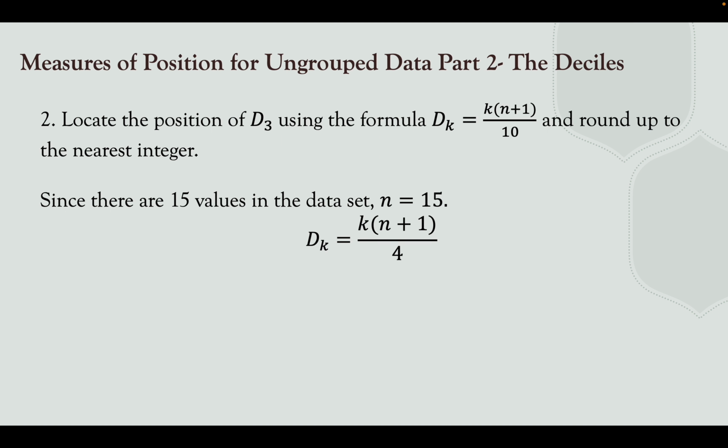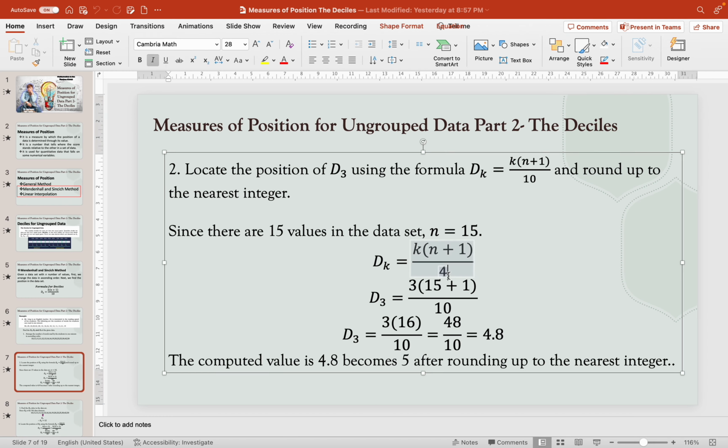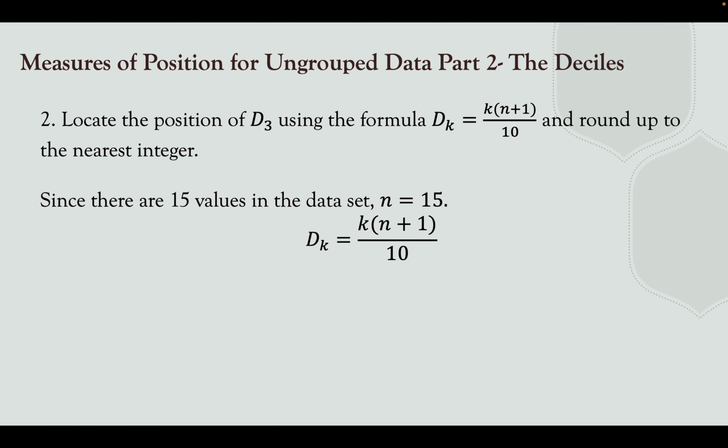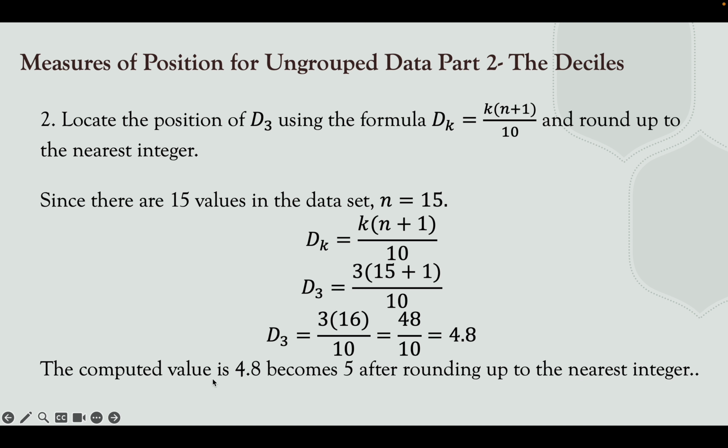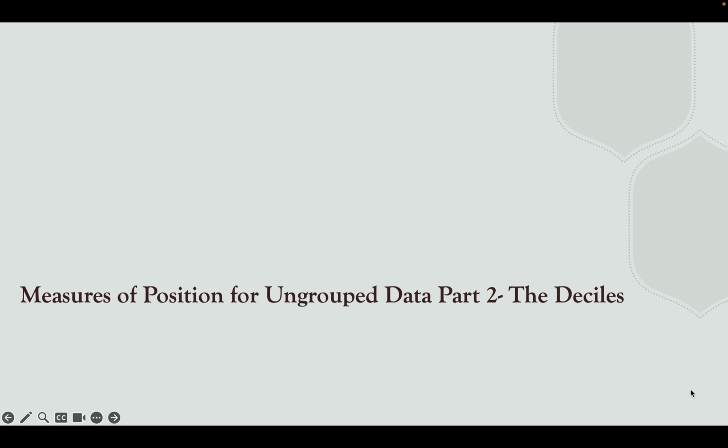So we have D sub k equals k times n plus 1 over 10. Substitute our values: k is 3 and n is 15. So we have 3 times 15 plus 1 over 10. 15 plus 1 is 16. 3 times 16 is 48. 48 divided by 10 is 4.8. The computed value 4.8 becomes 5 after rounding up to the nearest integer.